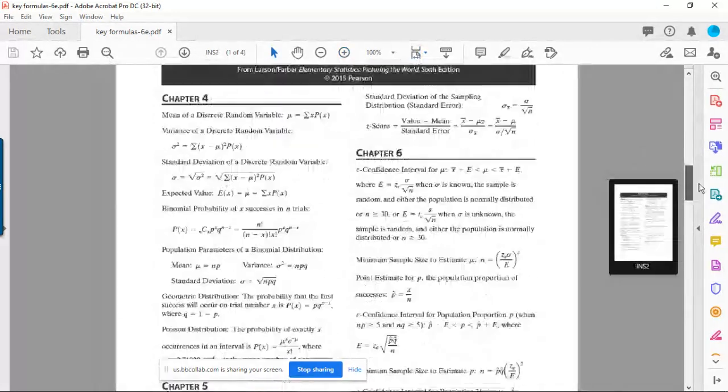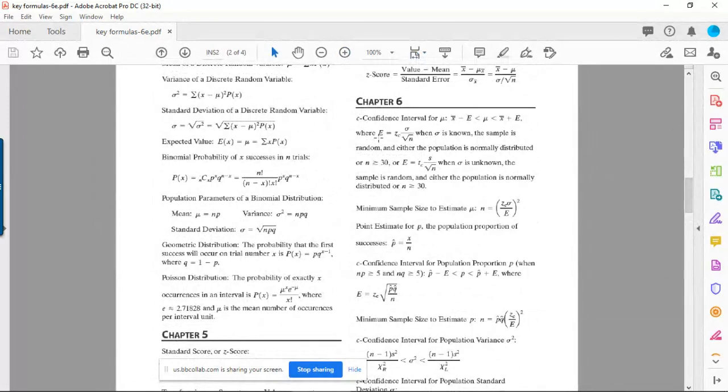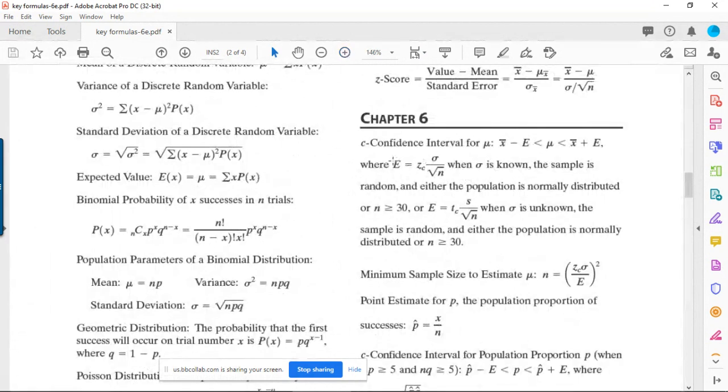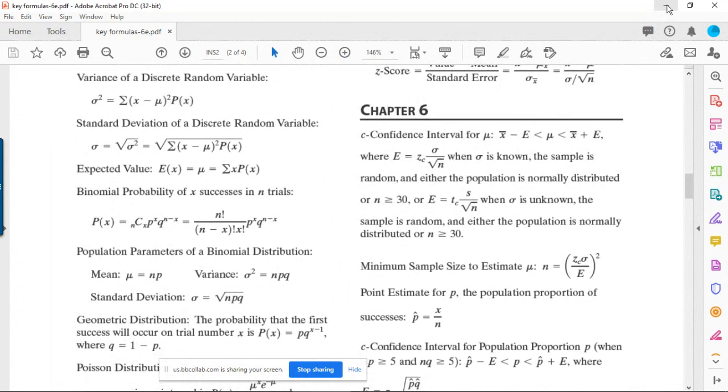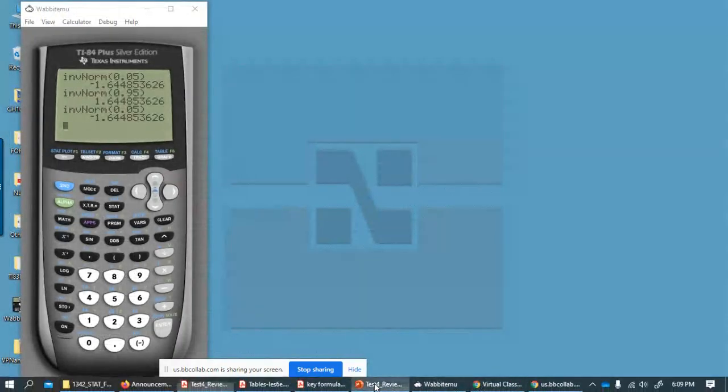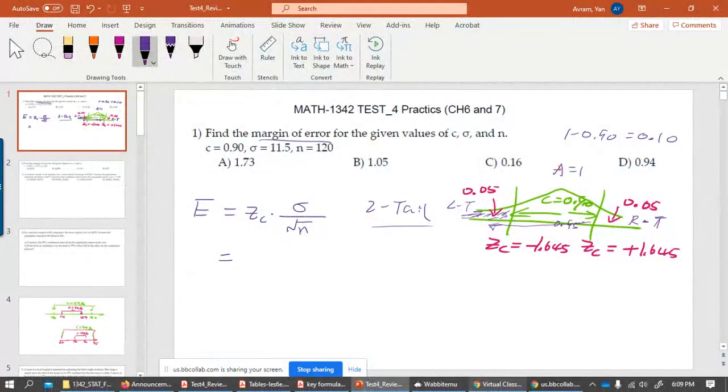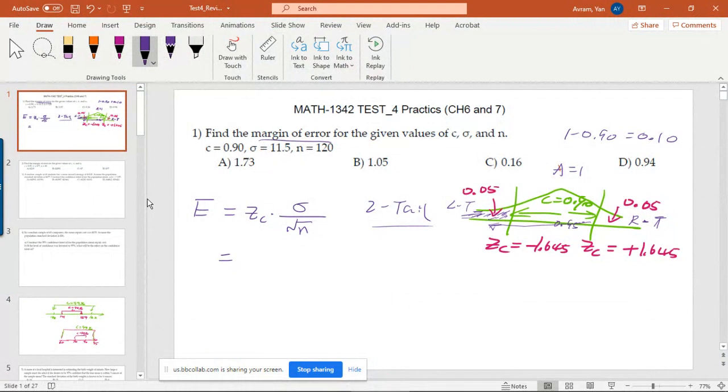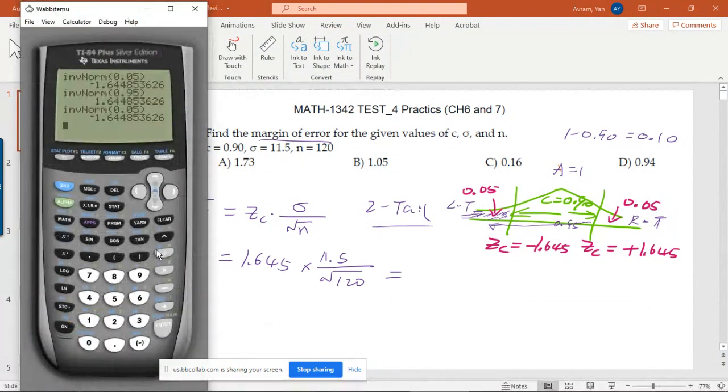All right, if you go to chapter 6, now you have a margin of error, right? For a c confidence interval, the margin of error is given by this one right here, okay? E is z sub c times sigma over square root of n, all right? So that is right there. And then we just plug it in. We're using the positive z-score, so this is 1.645 times sigma, which is given to you as 11.5, and then divided by square root of 120. All right, and we just put it in a calculator.